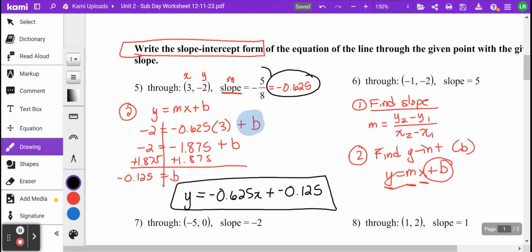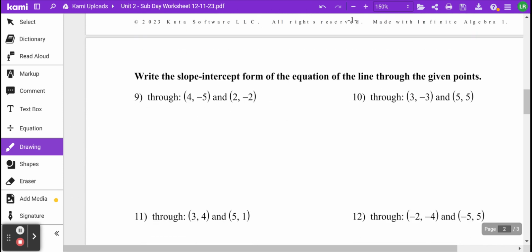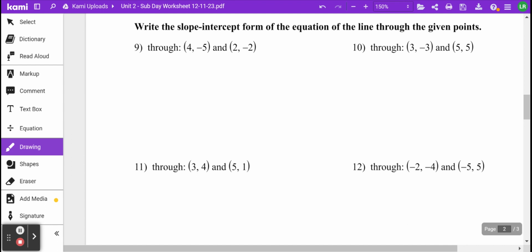Now, the last type is where you're doing all of the work. So let's look at number 9 here. For number 9, we are writing the slope-intercept form. So there's my slope-intercept form, y equals mx plus b. And in step 1, remember, we got to find our slope. So we're trying to find the m. We don't have it here. We have our x, y, x, y.